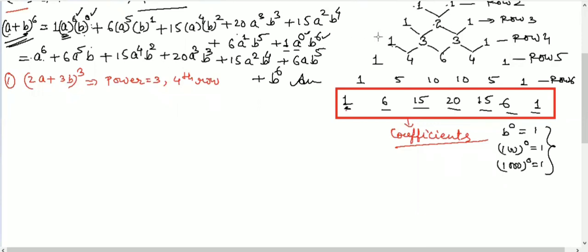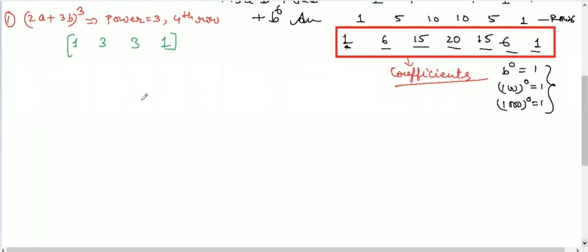As the power is 3, we are going to use this coefficient here. So just write down the coefficients for this question. Let's write them in a different color. So this is 1, 3, 3, and 1. This is your fourth row. So we are going to use these coefficients for this question. Now start doing this question.